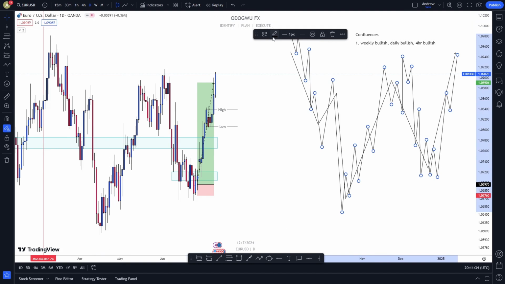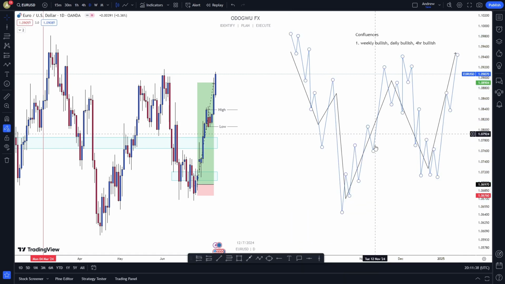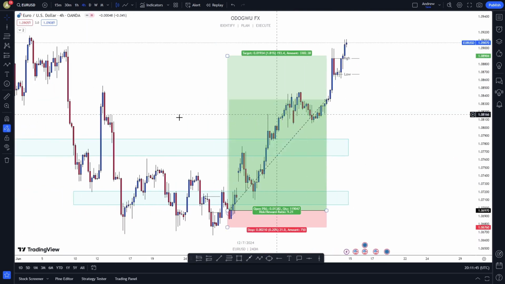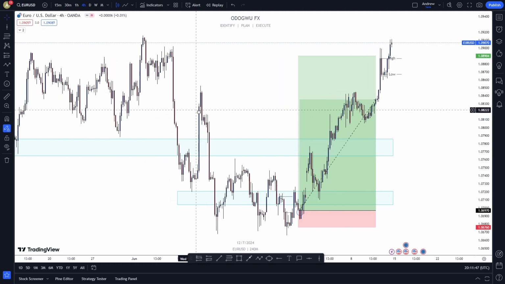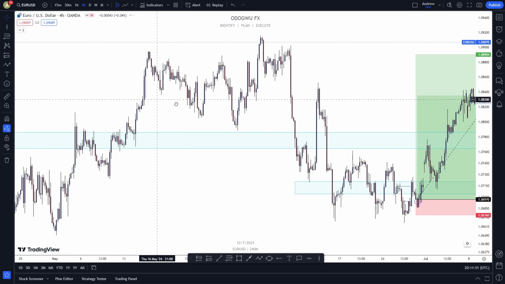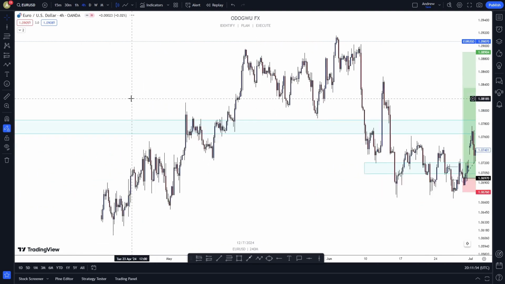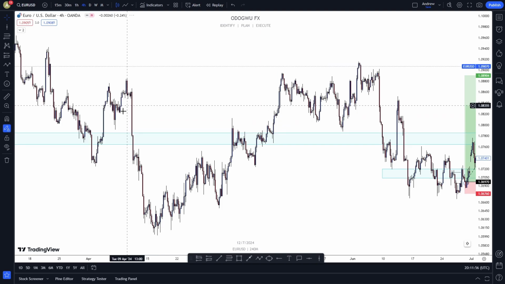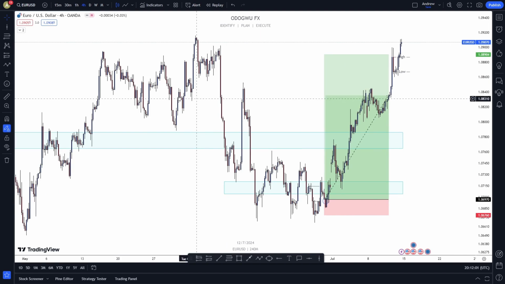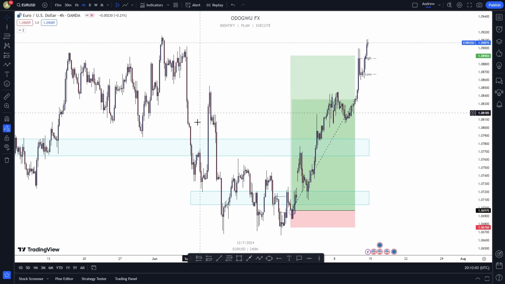I think I'll change the color. Let's make the daily blue. So we have this price action on the daily, and then we drop down to the 4 hour. And in the 4 hour, you're seeing a whole lot of price action going on. So if I draw this all out, it's going to be very confusing, and it's going to have a lot of lines. So I'm going to just map out this area here.